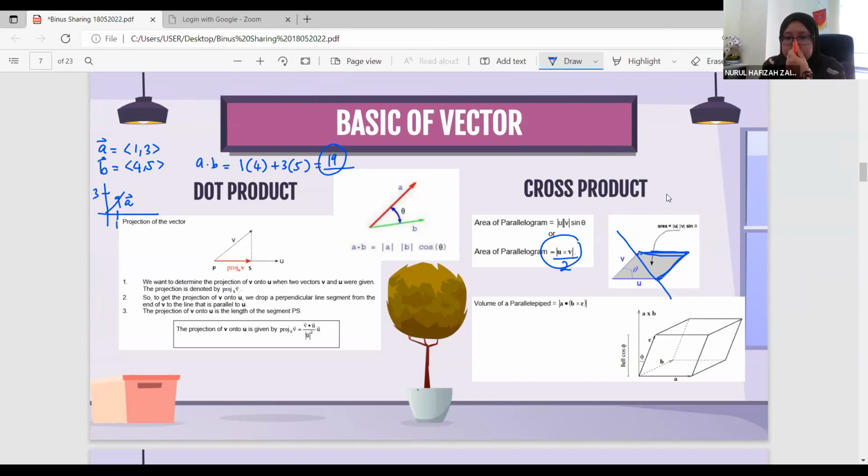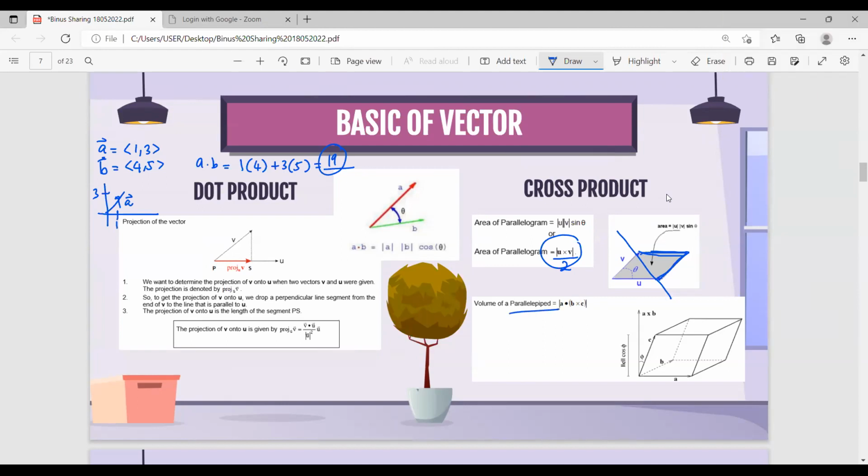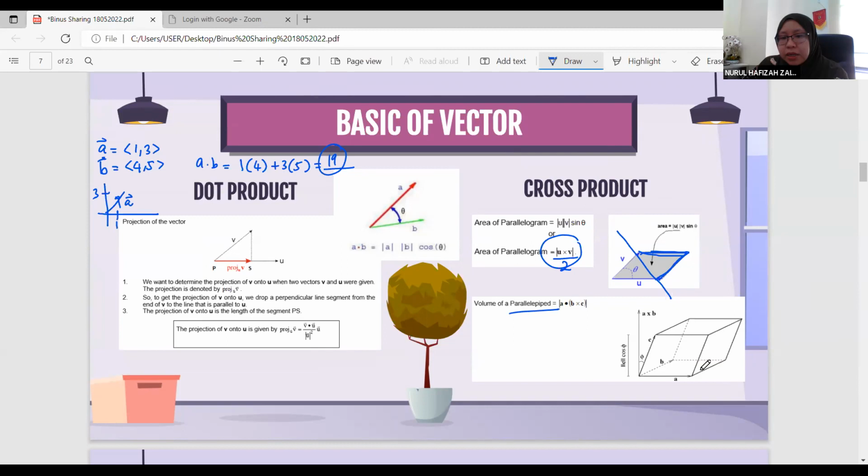And also, if let's say you want to find the volume of a parallelepiped, you combine the dot product and also the cross product. Okay, so from the dot product, from one formula you can combine other formulas to make more and more formulas.